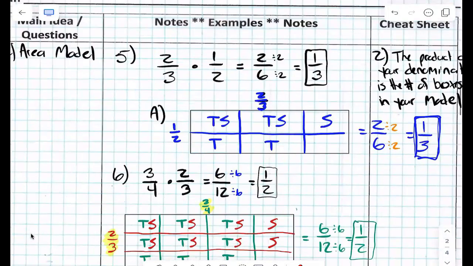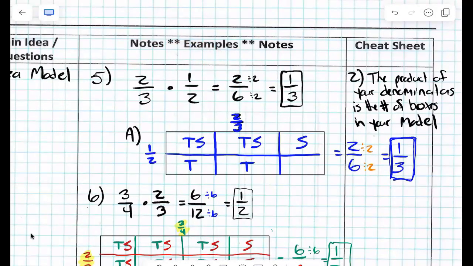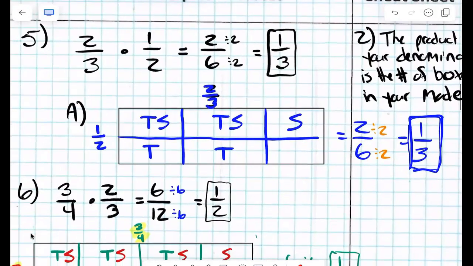Here we go, area model. Here's our math problem right here: 2/3 times 1/2. You guys can solve it by multiplying the numerator by the numerator, the denominator by the denominator, and reducing, right? So our answer is 1/3. But if I asked you to do the area model, there's something we would need to do to solve with the area model, right?